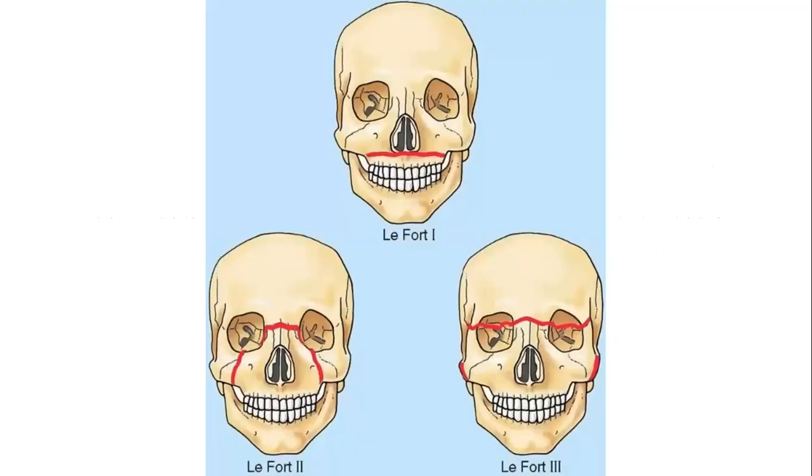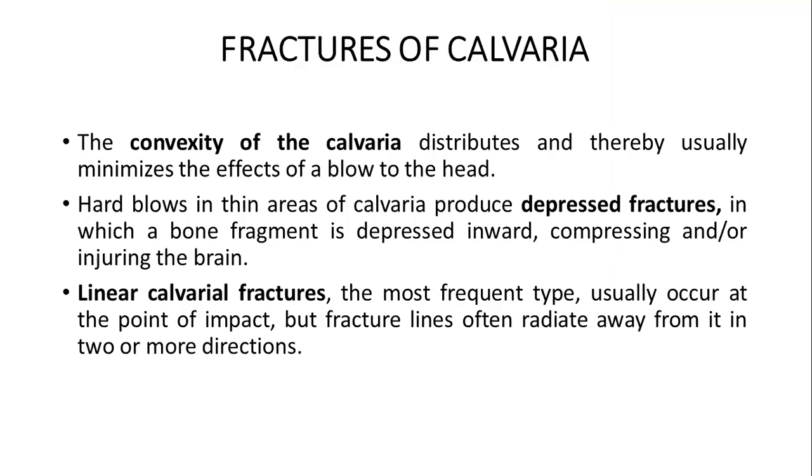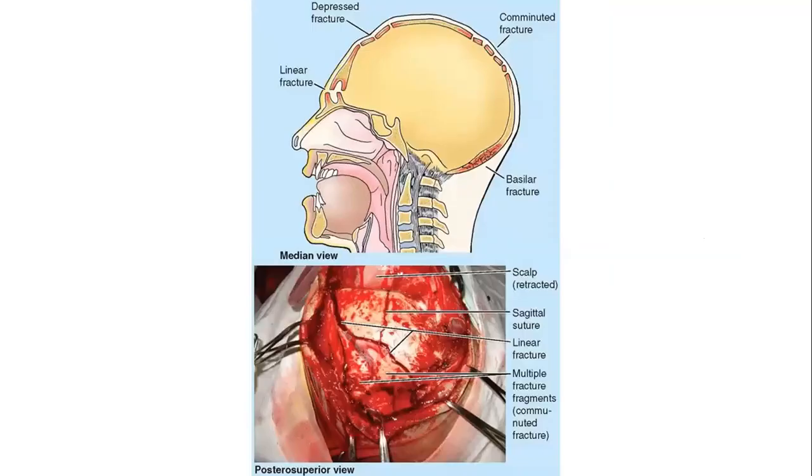For number one, Le Fort 1, you see it is above the maxillary alveolar arch, so it crosses horizontally. And Le Fort 2 is between the two orbital cavities and across the maxilla. And number three, Le Fort 3, is across the zygomatic bone and the middle, crossing the nasion and the orbital fissures. So these are the fractures of the calvaria. It could be due to various positions like this. You could see depressed, linear, comminuted, and the basilar fracture, told you already. In the picture below, you can see the severity when it hits the head.